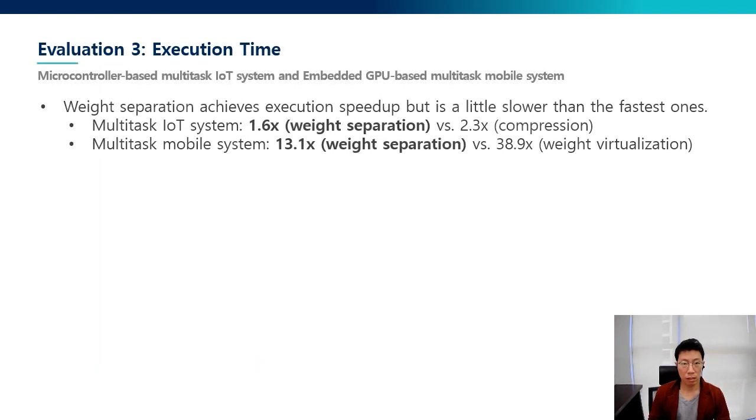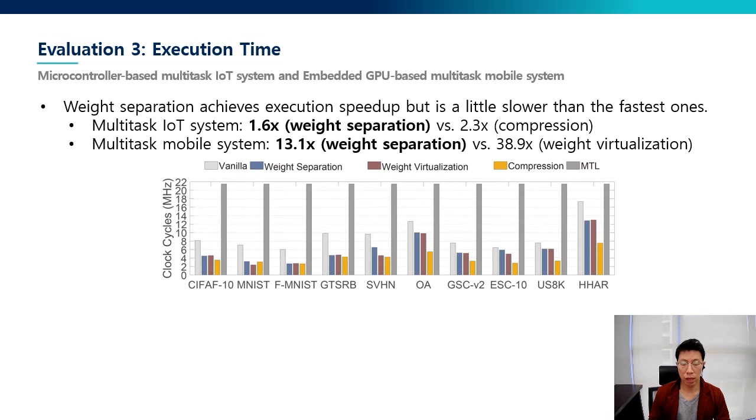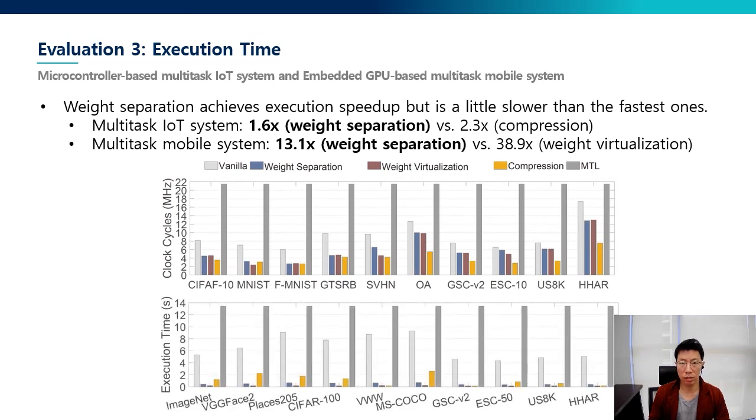The last experiment is to compare the end-to-end execution time of weight separation against the three alternative techniques. The below figure shows their execution time along with vanilla DNNs. The result shows that the weight separation achieves a little bit lower speedup when compared to the fastest ones, that is 1.6 times for multitask IoT system and 13.1 times for the multitask mobile system.